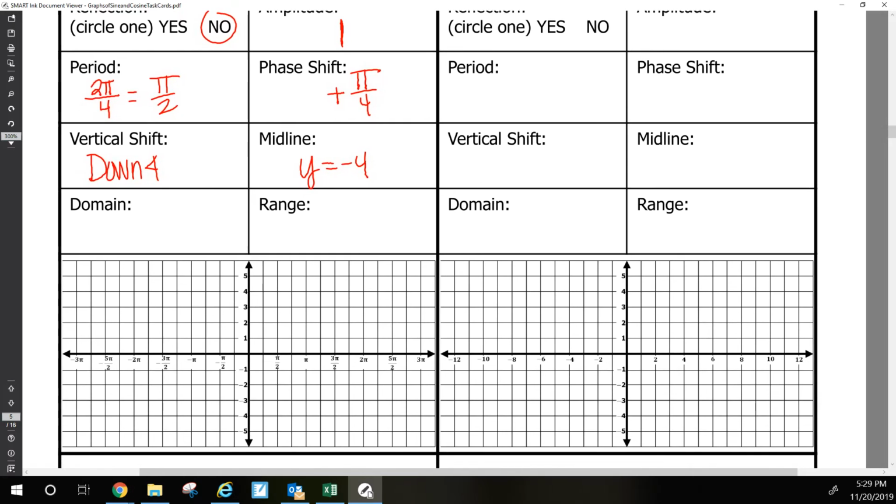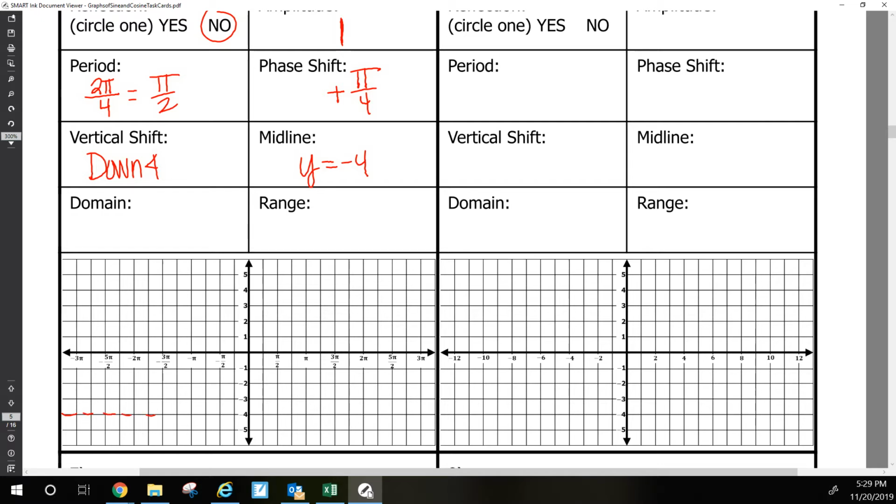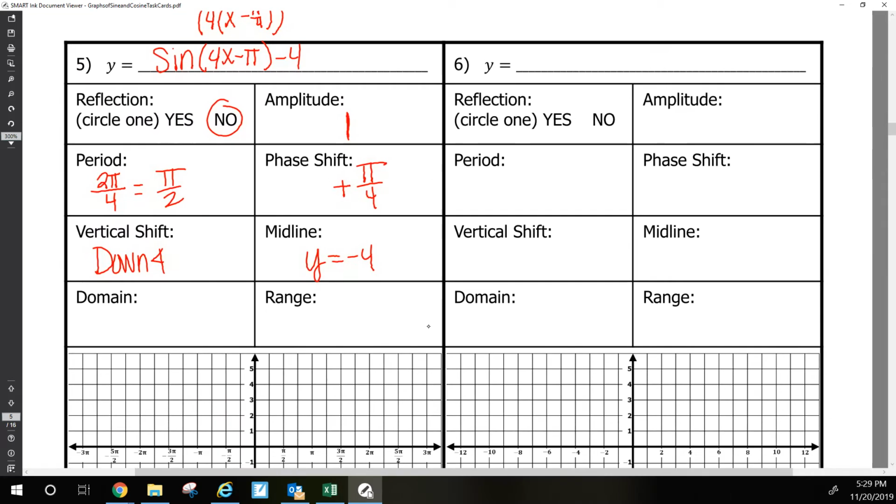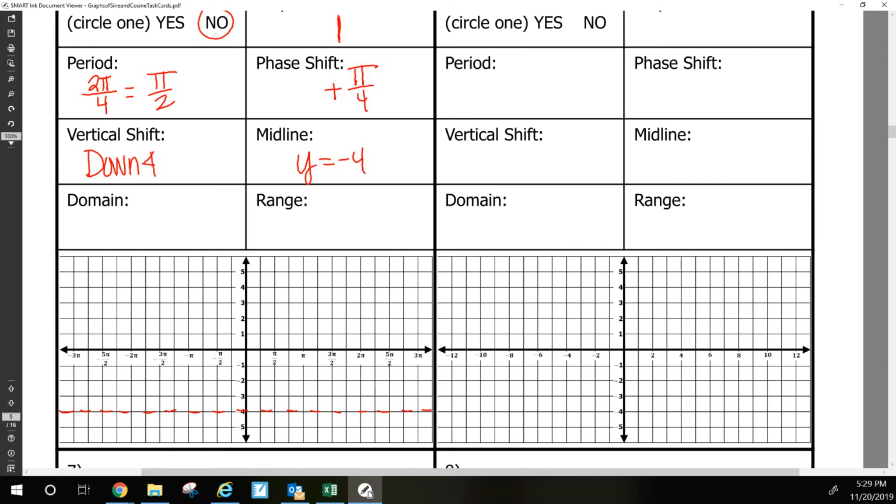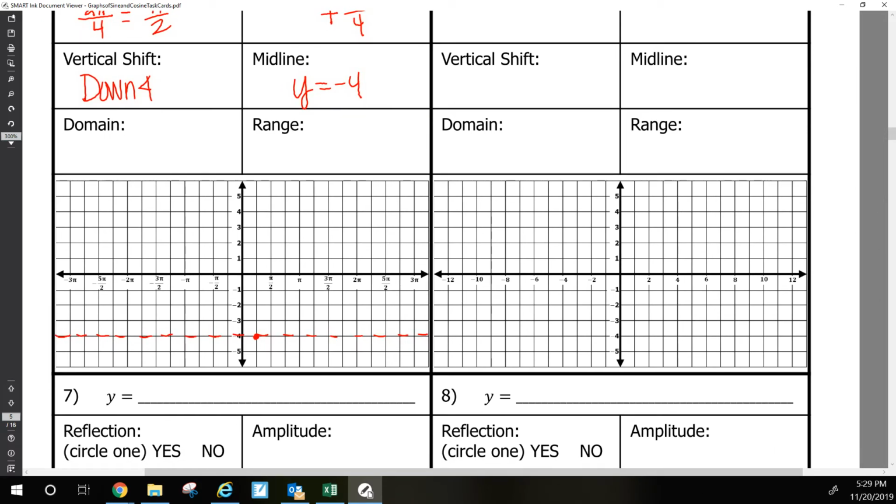So when I go to graph this guy, the first thing I'm going to do is put that midline on, so I know at least where I'm centered vertically. My amplitude is up 1, down 1, so that's not a big deal. My phase shift, though, is pi over 4. Now, this is a sine function which starts at our midline. So I'm going to go over to pi over 4, which is right here. If this is pi over 2, half of pi over 2 is pi over 4, and that's going to be the midline. Now, my period is pi over 2, so I need to complete sine pi over 2 from here. So this is pi over 4 plus another pi over 4. That's pi over 2 away from my original point.